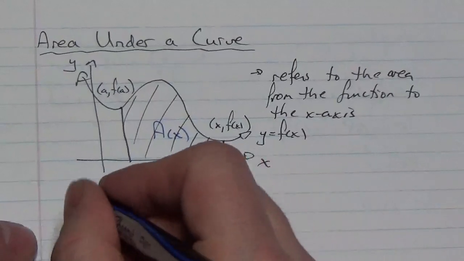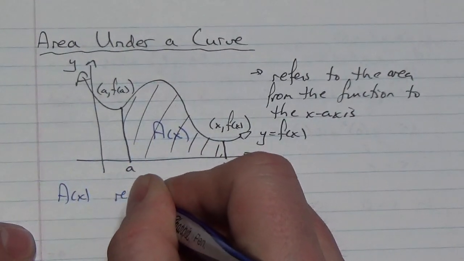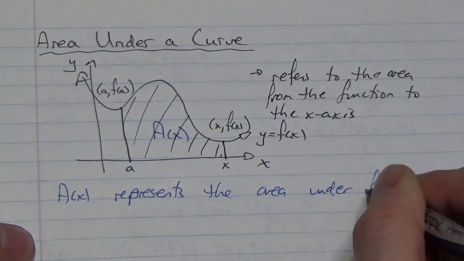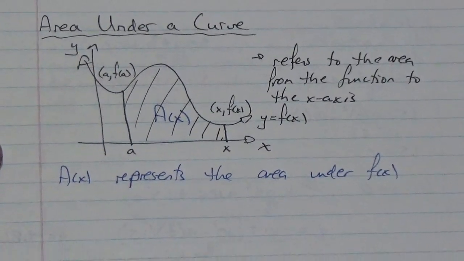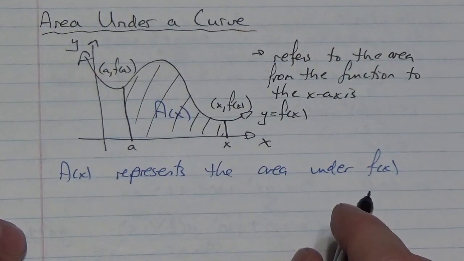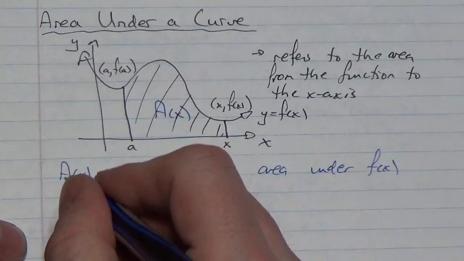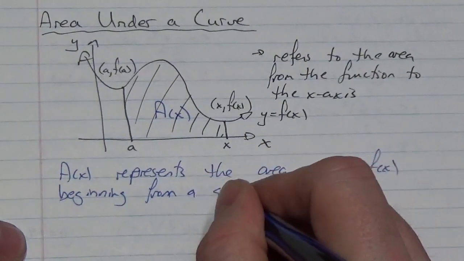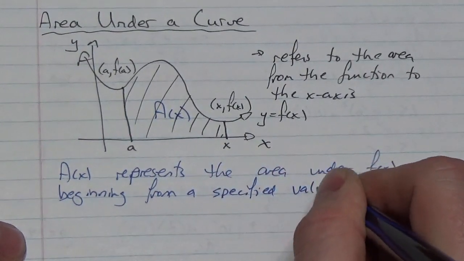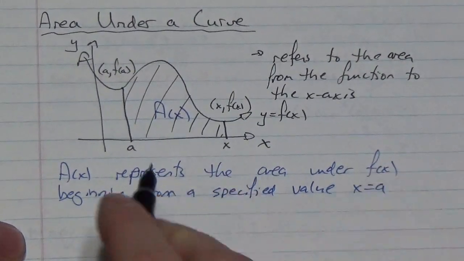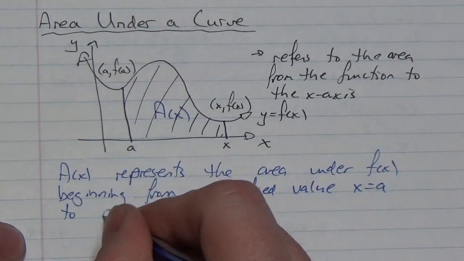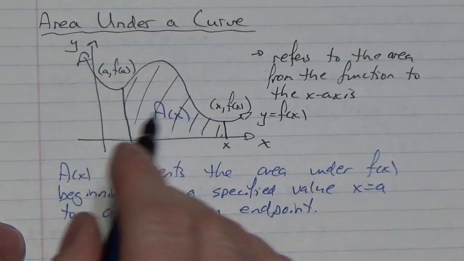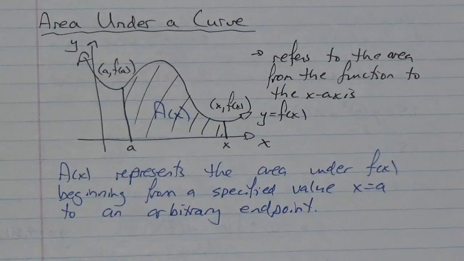Okay, so just write that out here. A of x represents the area under f of x, or between f of x and the x-axis. Remember that that's what that means here. Under f of x, beginning from a specified value, x equals a, that's our left-hand side, to an arbitrary endpoint. That is what this function, this A of x, represents. That's my goal. That's what I'm hoping to get at this point.